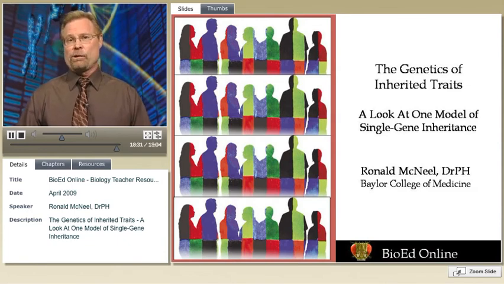This completes our exploration into the genetics of inherited traits. Now you should have all of the information you need to answer the questions posed at the beginning. How is genetic information passed from one generation to the next? And why do some children closely resemble their parents, while others do not?